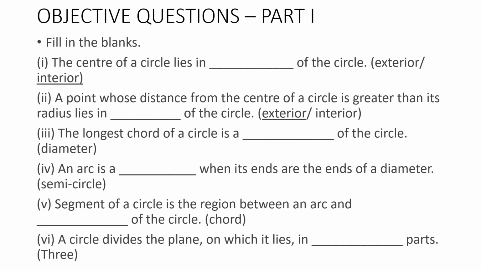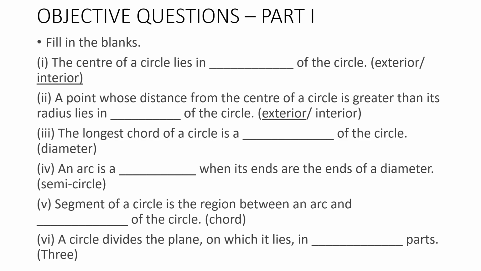The center of a circle always lies in the interior of the circle. A point whose distance from the center of a circle is greater than the radius, obviously it will be in the exterior of the circle. The longest chord of a circle is the diameter, you know this. An arc is a semicircle when its ends are the ends of a diameter. So an arc will be a semicircle if its ends are the ends of the diameter.